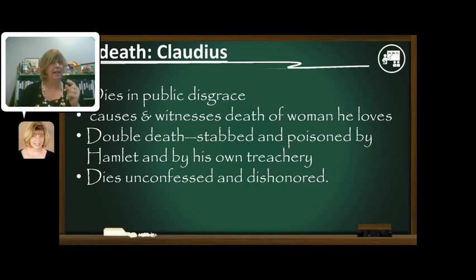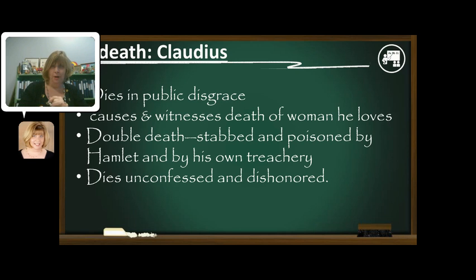He causes and then has to witness the death of the woman that he said he loved, but he allowed her to go ahead and drink the poison rather than betray himself. But that's exactly what ended up happening. And then he has a double death. He's not only stabbed by Hamlet, he's also poisoned by having to drink that. And again, it's his own treachery.